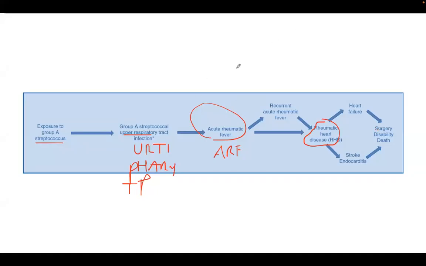Now, question. What is the histologic hallmark, so microscopic, of rheumatic fever? Okay, very good. It's the Aschoff bodies. Okay, the Aschoff bodies. Now, question.